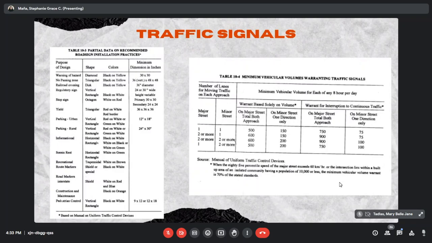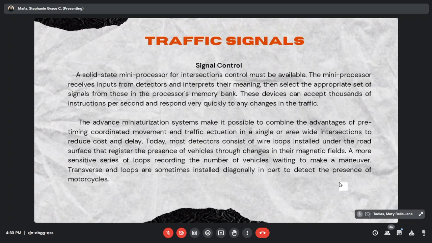Next, the table on the right is the number of lanes for moving traffic on each approach, whether major street or minor street. Next is the minimum vehicular volume for each of any 8 hours per day. The warrants here are one based solely on volume and one warrant for interruption of continuous traffic. The data here is already detailed, guys. Next slide please.